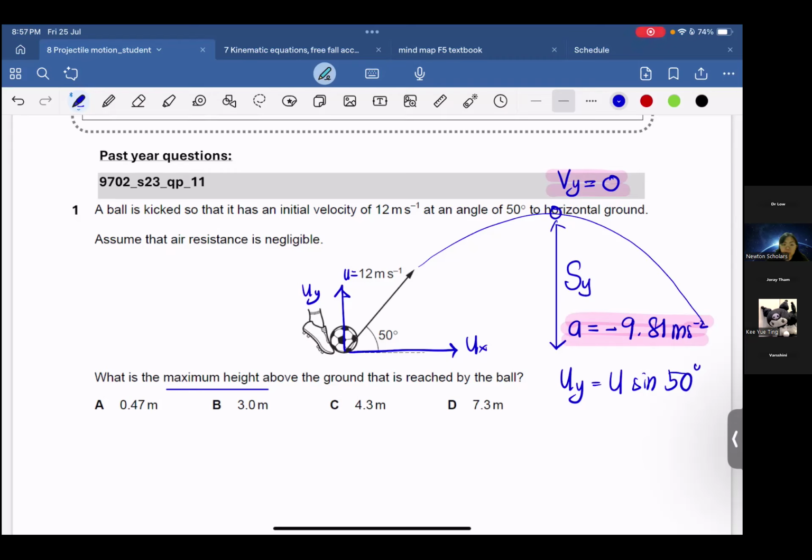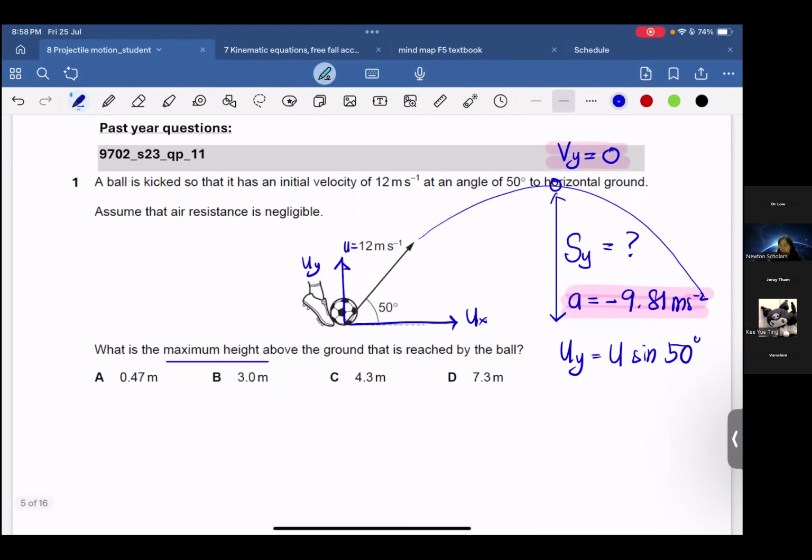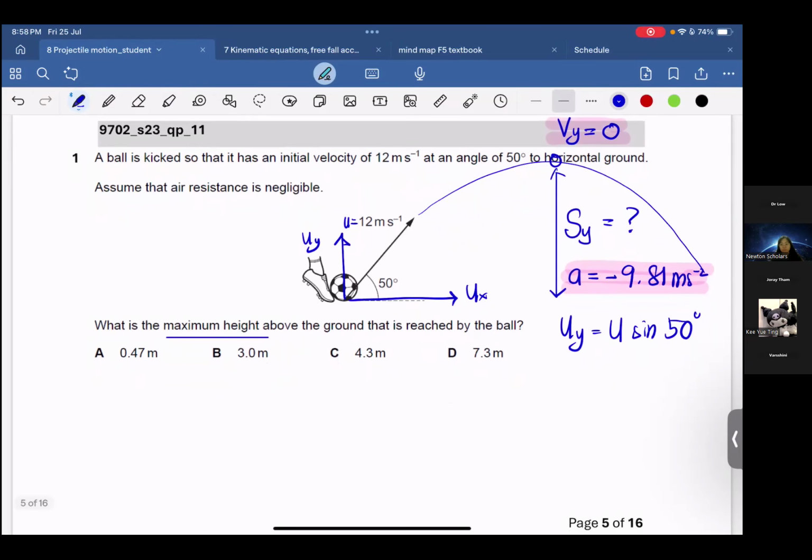Can you help me to calculate what is the maximum height? Draw it out. Right now we know VY, and we want to find SY. We know acceleration will be negative 9.81 because it's against gravity going up. UY we also can calculate. So what formula can you use? The 4 linear motion equations. Try and then tell me your answer.